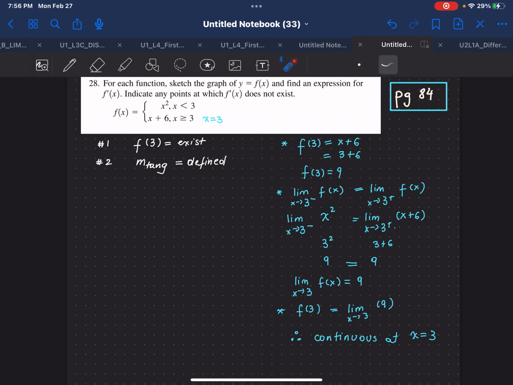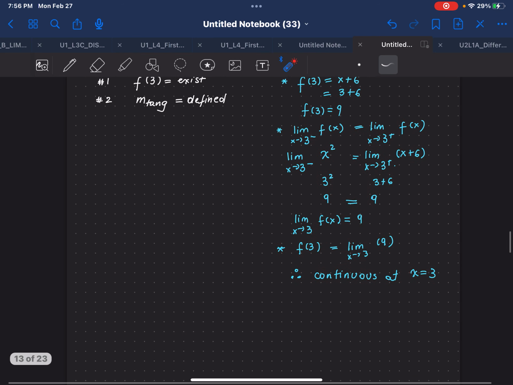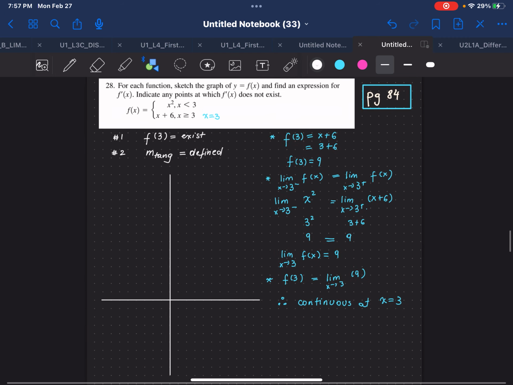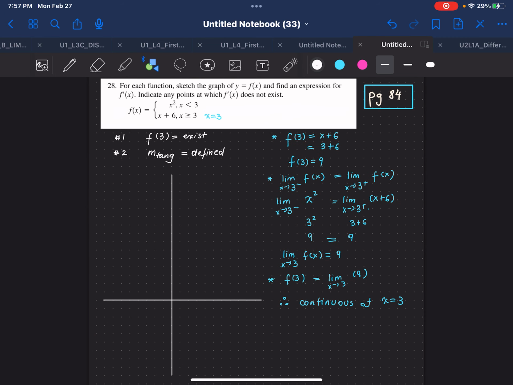In the question, we're asked to graph this function. So we're going to try to sketch the graph of this function down here. So we need a big vertical axis because the y values for the first piece go all the way up to 9. And the first piece, I'm going to highlight this in pink.